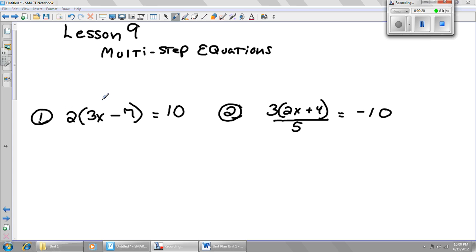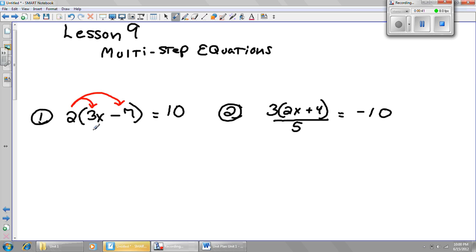We have a situation like this. 2 times the quantity of 3x minus 7 equals 10. Remember, we can't just add 7. Now, you've got 2 choices on this problem. You could distribute, which is a really good way to do this problem. And I'll go ahead and do it that way, but then I'll show you another alternative.